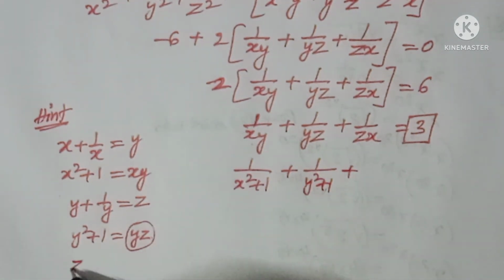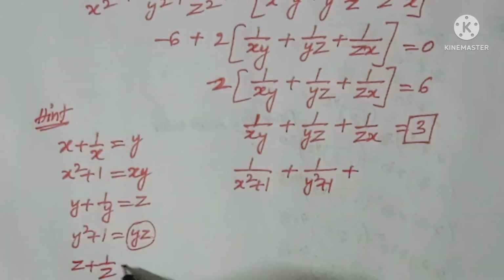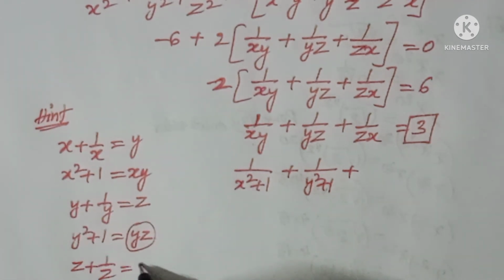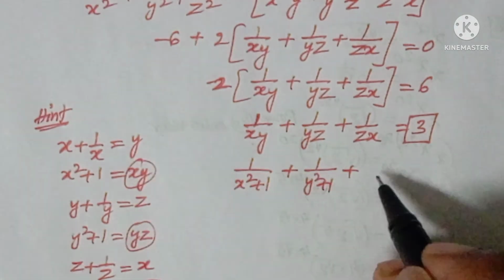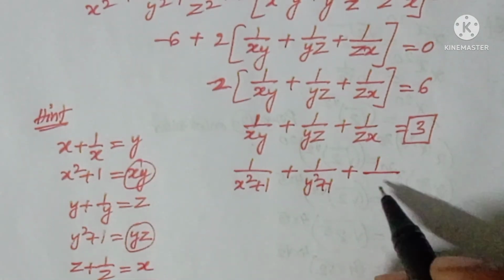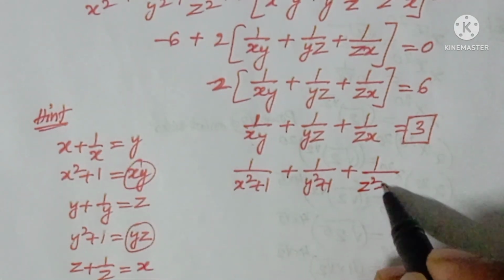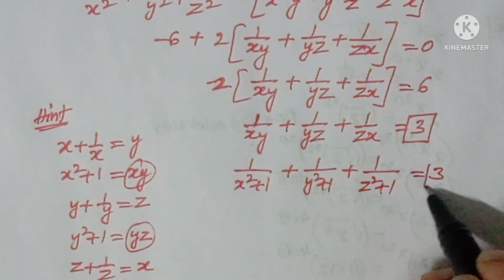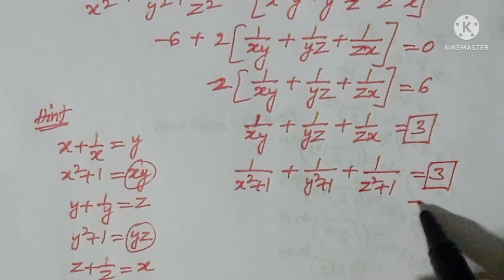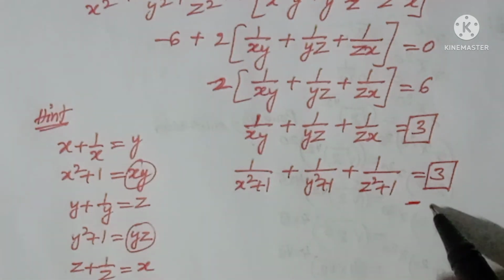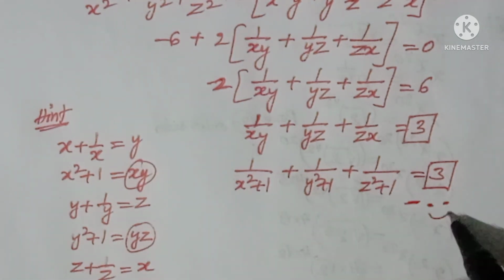In the same way, z plus 1 by z is equal to x is given. z square plus 1 is equal to zx. So in the place of zx you can write 1 by (z square plus 1). So the answer is 3. This is the only logic. That's why I told you to watch up to the end.